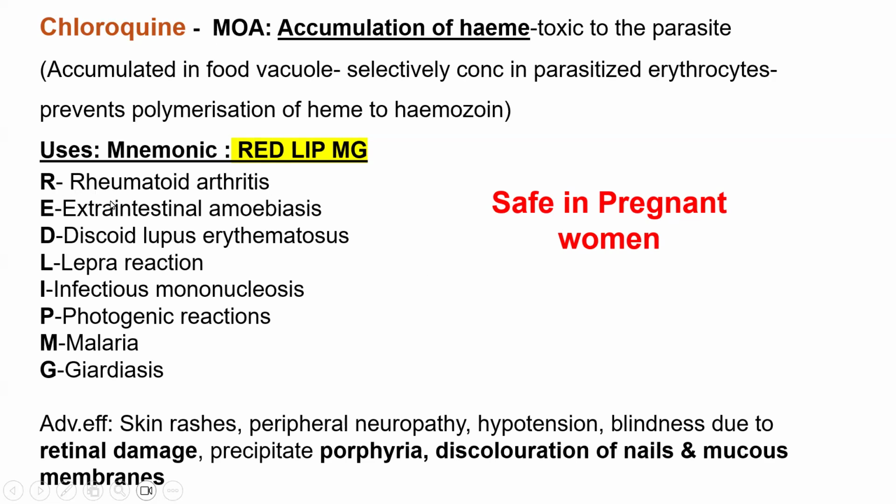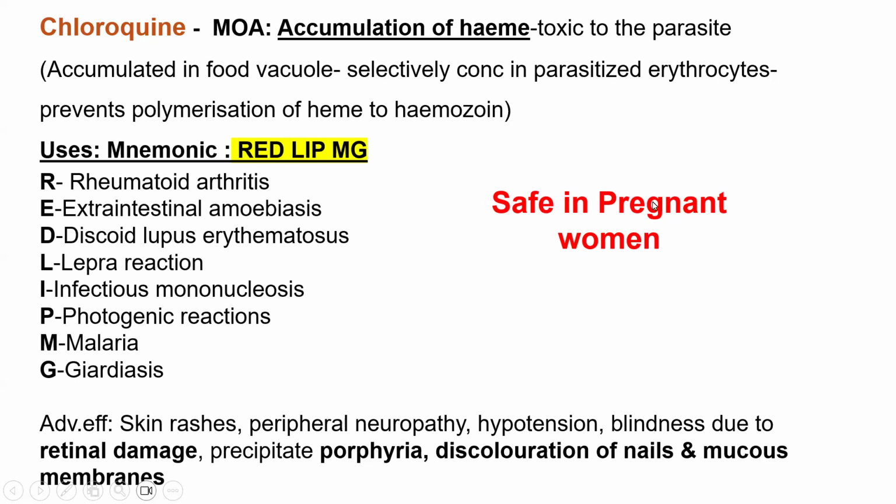R for rheumatoid arthritis, E for extraintestinal amoebiasis, D for discoid lupus erythematosus. L for lepra reaction, I for infectious mononucleosis, and P for photogenic reactions, and MG is malaria and giardiasis. So these are the mnemonic for other uses of chloroquine.